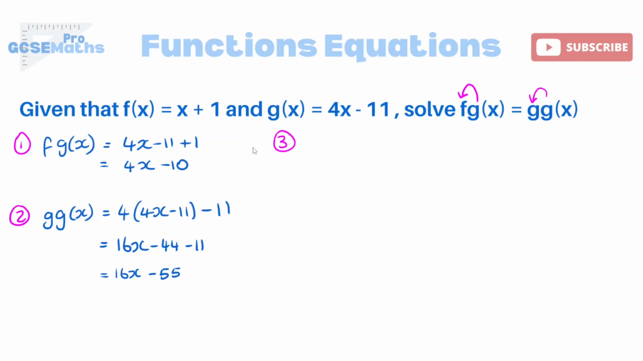You can obviously put it into the equation immediately if you want. I'm just breaking it down into smaller bite-sized pieces, that's all. So I know that both of these things equal each other. So I know that 4x minus 10, I can write it as equal to 16x minus 55. Now this one's quite nice because it's literally just a linear equation, isn't it?